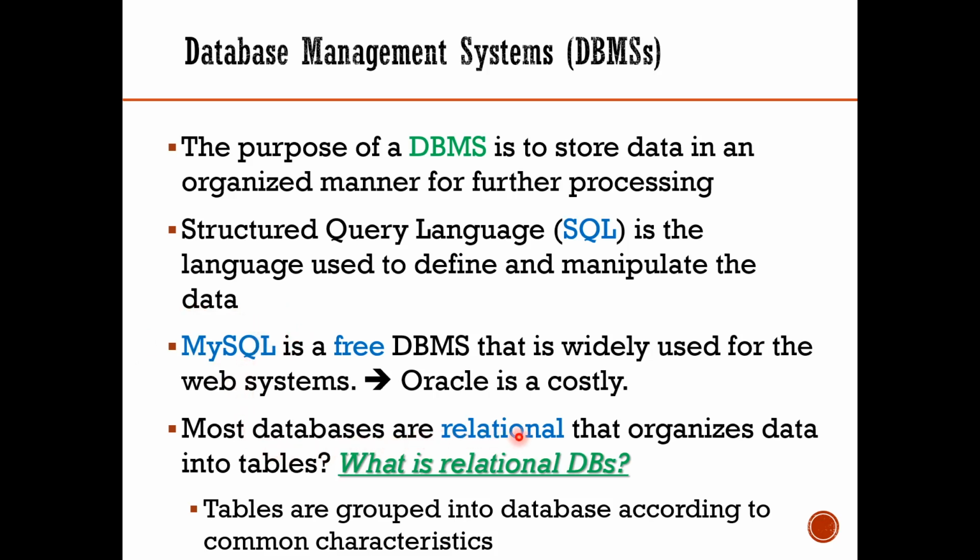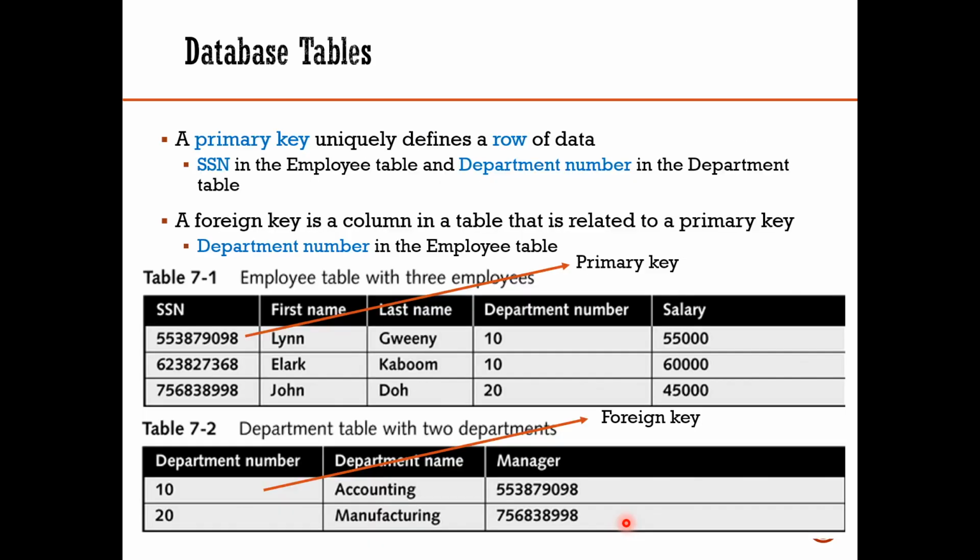So most databases are relational. What do we mean by relational here? It means that tables are grouped into databases, and these tables share data or items that have common characteristics. For example, first name, last name, department number and salary. These are all elements, columns, that have similar characteristics, and they have been identified by SSN.